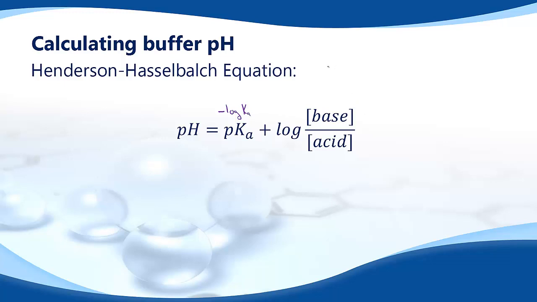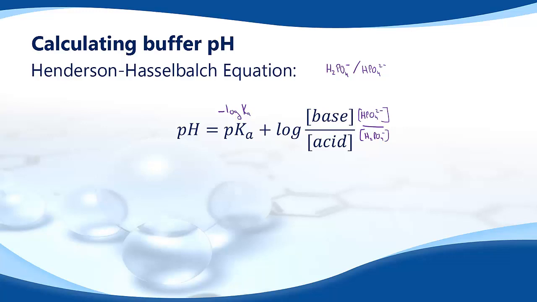So let's say that we were working with our phosphate buffer from the previous slide. We have H2PO4 minus and HPO4 2 minus. The base would be HPO4 2 minus because it has fewer protons, over H2PO4 minus. So we just take the concentrations of those, the molarities, and that would give us the ratio there.